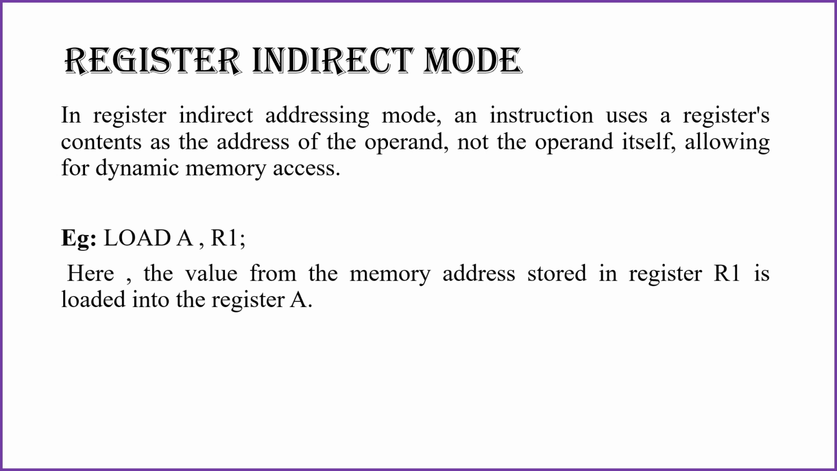Here, the register R1 holds an address, let's say 1000H. Then the CPU first looks at the register R1, fetches the address, and then retrieves the value from the address 1000H and loads the value into the register A. Since the register contains the address of the operand and not the operand itself, it allows for dynamic memory access.